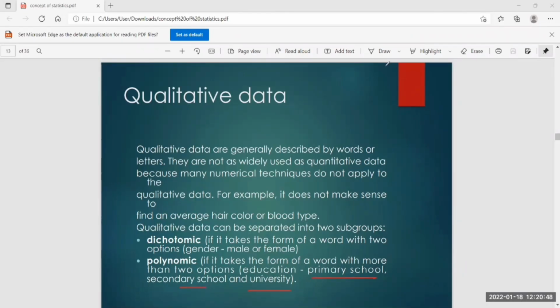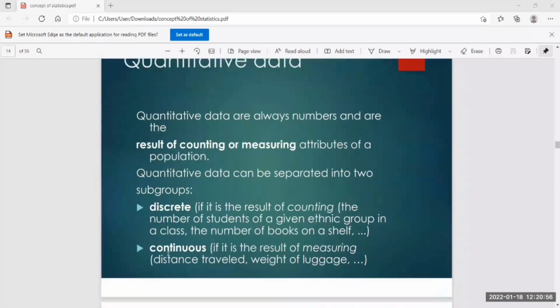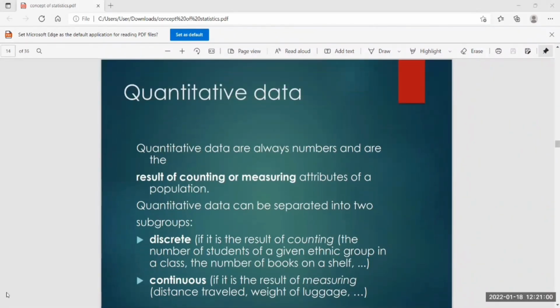You have also all these demographic data for qualitative, and they can be numerical. So the quantitative data are always numbers and are the results of counting or measuring attributes of a population. The quantitative data can be separated into two groups: discrete or continuous. So the quantitative can be discrete or continuous.